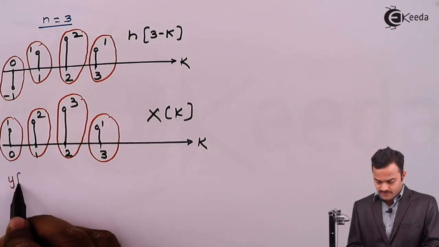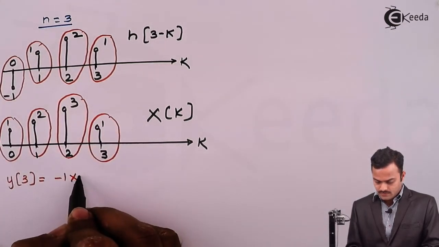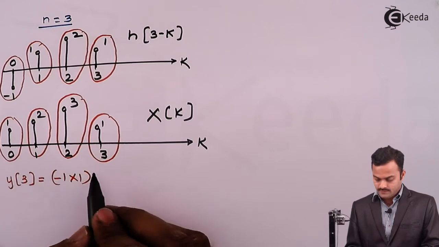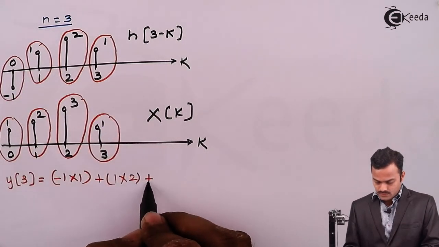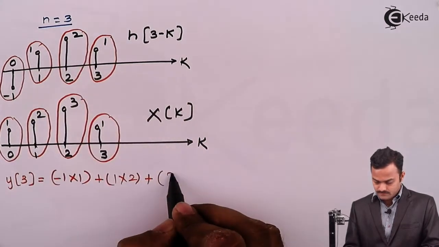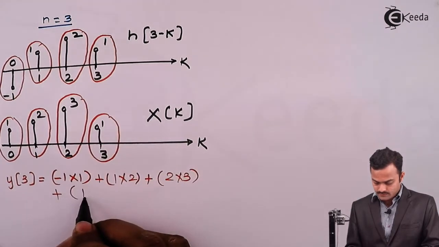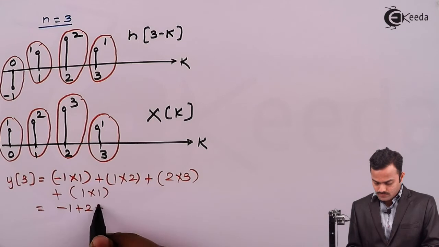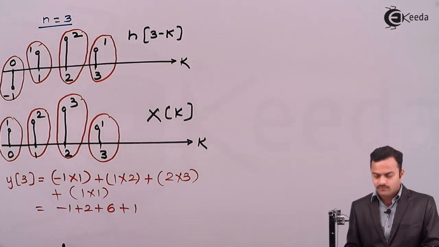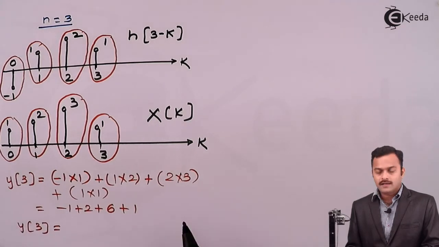So y of 3 is nothing but here minus 1, and for x of k is 1, plus here 1, here 2, here 2, here 3, and in the end 1 and 1. So if we solve, it is minus 1 plus 2 plus 6 plus 1, and I've got y of 3 as, if we solve this, it will be 8.